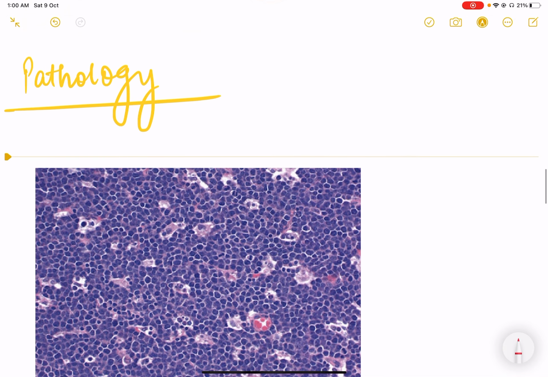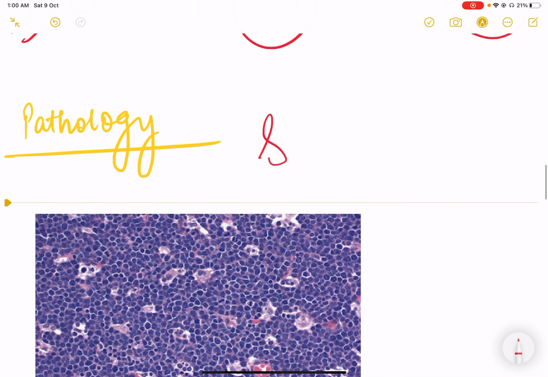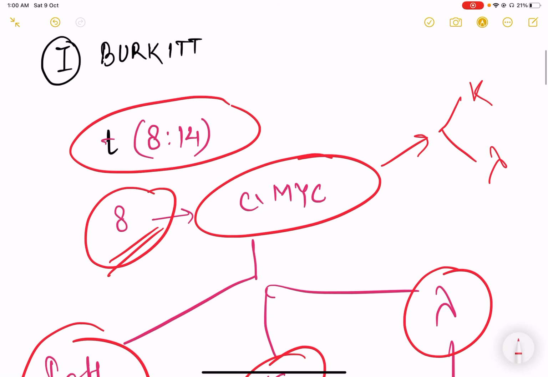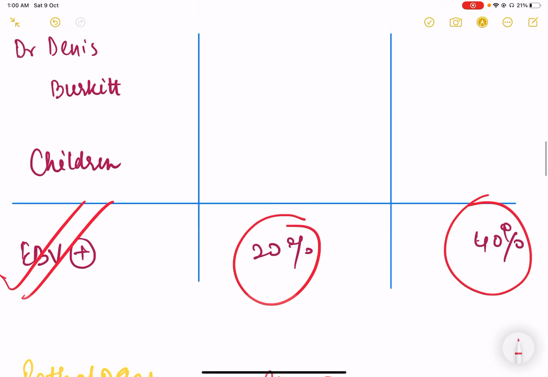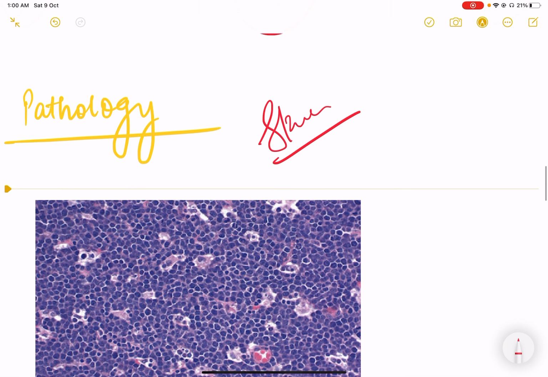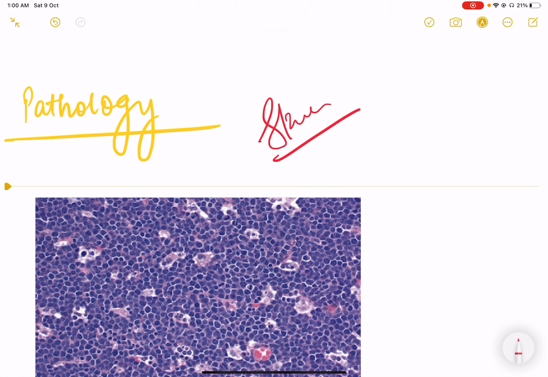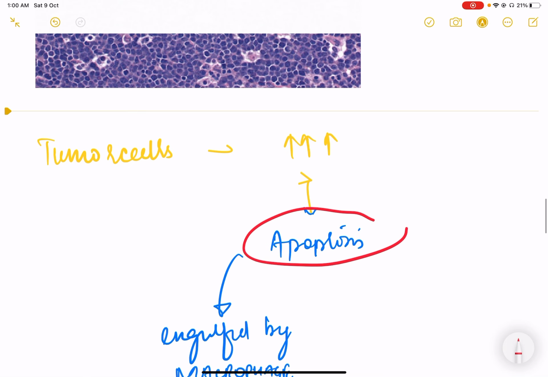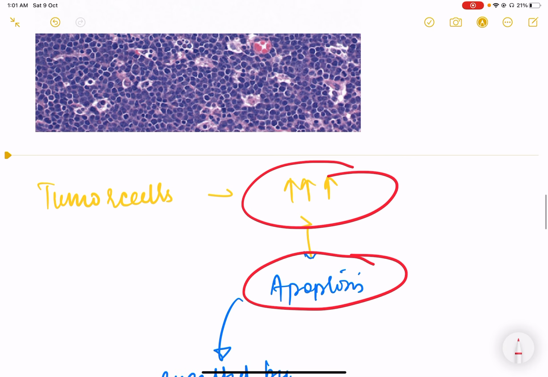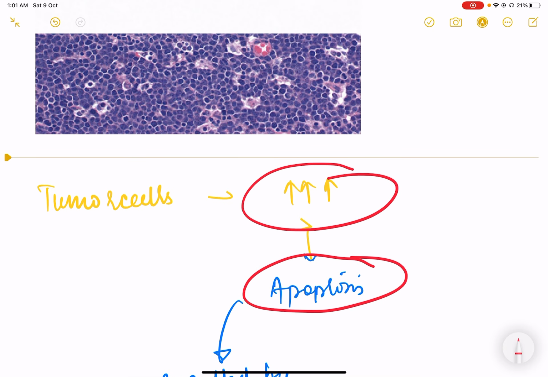Now pathology. In pathology, we all know this has the classical starry sky appearance. But why does the starry sky appearance happen? See, Burkitt lymphoma is a very aggressive tumor. Because of this 8;14 or 8;22 or 8;2 translocation, the tumor cells are dividing extremely rapidly. When these tumor cells are dividing extremely rapidly, some of them will undergo apoptosis. So there is very rapid division and apoptosis. These apoptotic cells inside the lymph nodes will be engulfed by the macrophages.